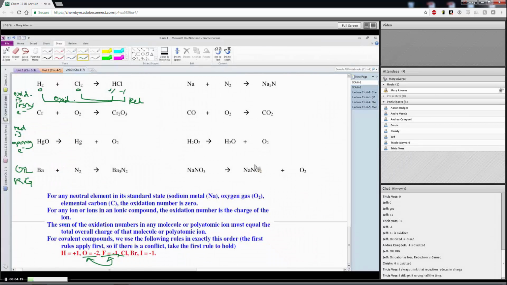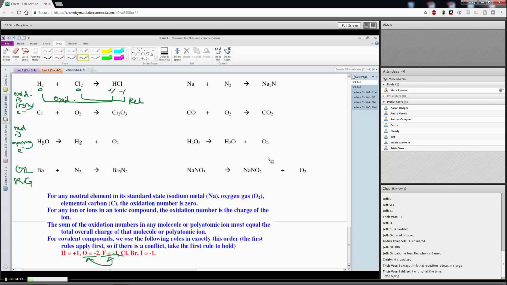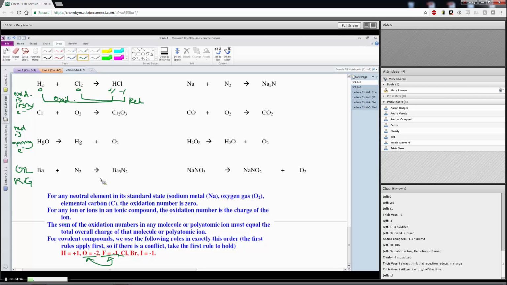Okay, good. Let's try chromium and oxygen here. So the oxidation number on chromium is 0. Oxidation number on oxygen here is 0. Oxidation number here, this is an ionic compound, so the oxidation number will be the same as the charge. But because chromium is a transition metal, we're going to have to deduce the charge the way that we used to do in chapter 4.